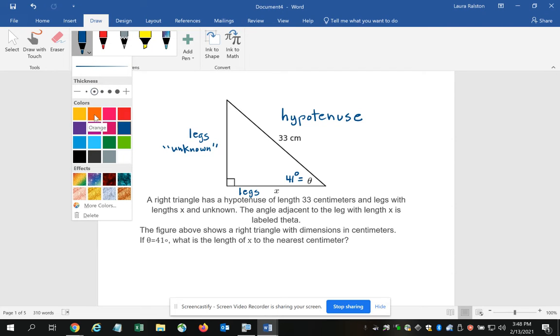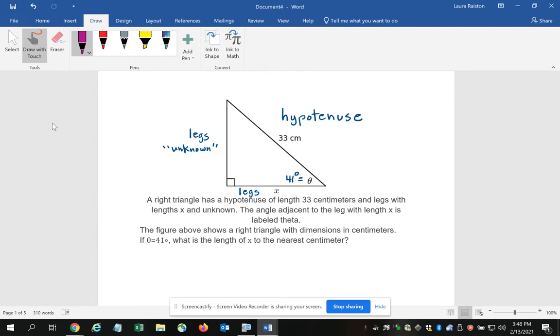So angle theta becomes our point of reference. Everything we do is related to angle theta. It's already told us in the problem that this angle is adjacent to the leg with length x, and we've also been told that the 33 centimeter side is the hypotenuse. So ultimately, I'm looking for the adjacent side. I know the hypotenuse and I know the angle.